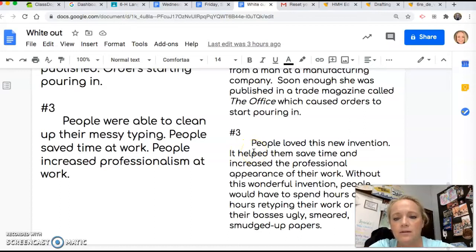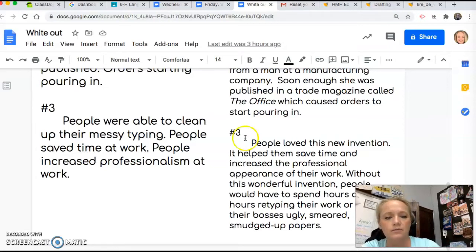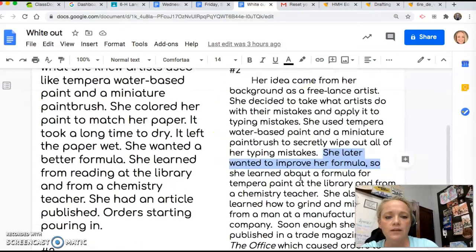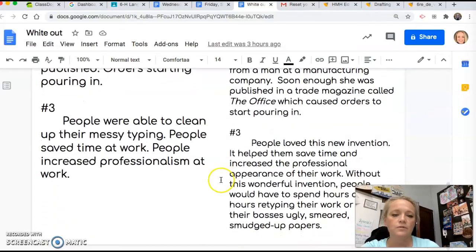People loved this new invention. It helped them save time and increased the professional appearance of their work. Without this wonderful invention, people would have to spend hours and hours retyping their work or hand their bosses ugly, smeared, smudged up papers. So today I've only shown you paragraphs 1, 2, and 3. You will do this for paragraphs 1, 2, 3, and 4.